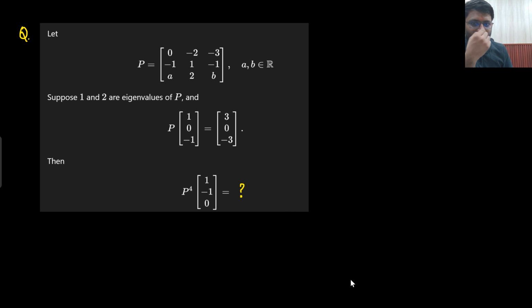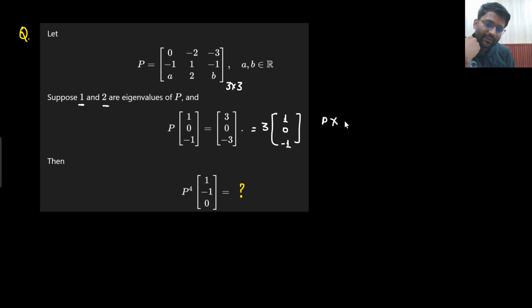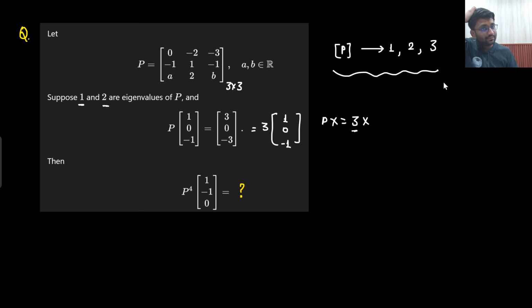This is a good question. Matrix P is given and 2 of the eigenvalues are mentioned, which are 1 and 2. How many eigenvalues will it have? 3 eigenvalues. Directly I can see here that P multiplied with some vector is giving 1, 0, -1. That means P multiplied with x is giving 3x. What does that mean? 3 is also one of the eigenvalues. So I got to know that matrix P has eigenvalues 1, 2 and 3. These 3 eigenvalues it has. Understandable? All good?